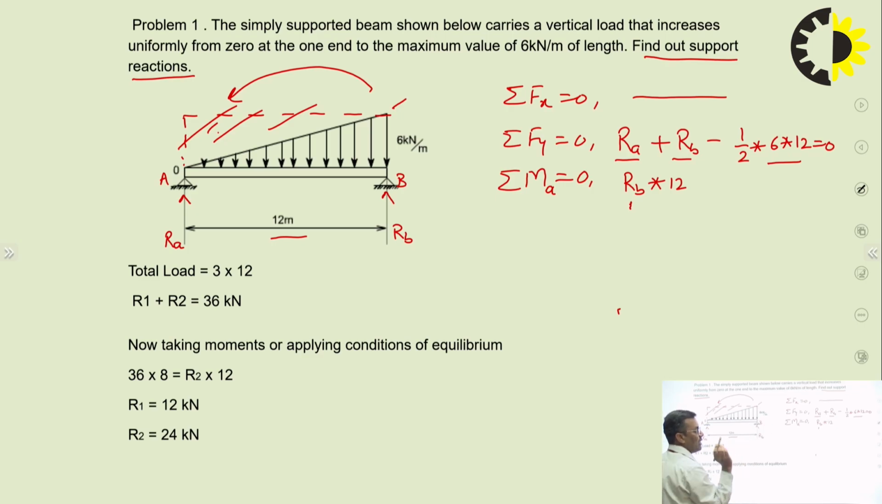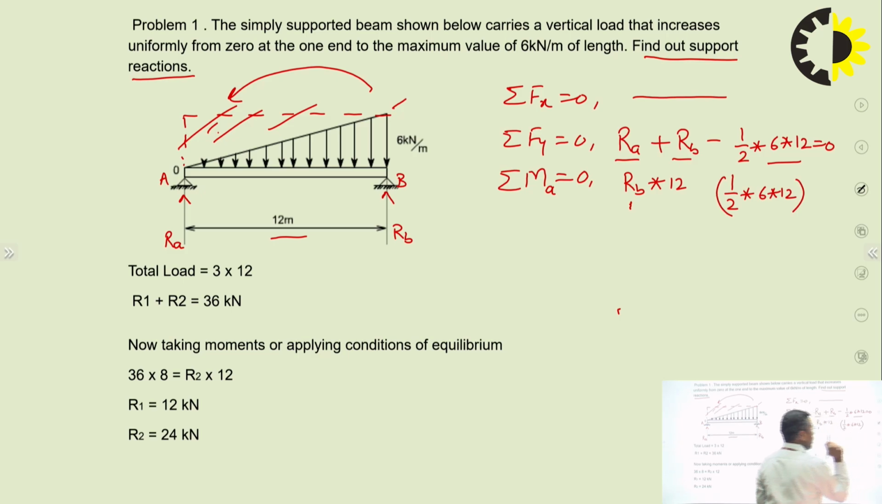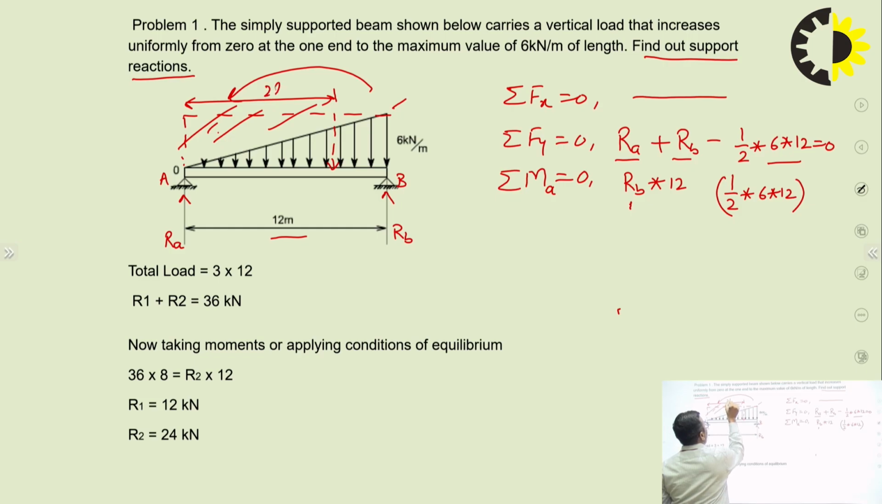The third force is half into 6 into 12. So first I will write the load, half into 6 into 12. Okay, load. Where will it be effective? So when I convert a uniformly varying triangular load into a single point load, it is effective at 2L by 3 distance from the 0 intensity.